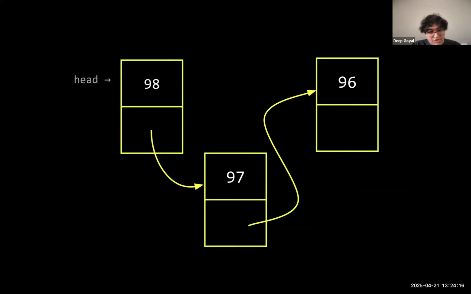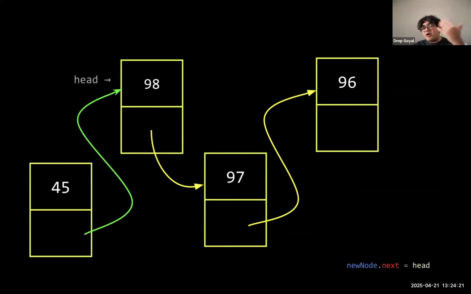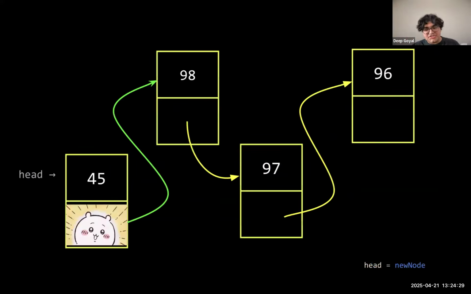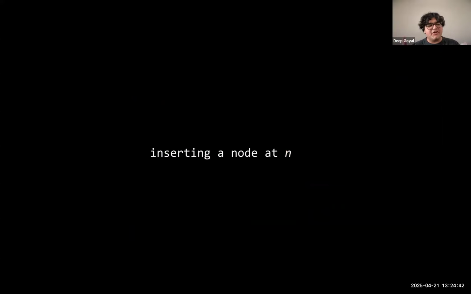Here's how we should do it. Here's our new node, and what we'll do is we'll fill the next pocket first, which just means copying down the address that the head's pointing at. So new node.next is equal to head, and then we just change the reference that's stored in head. So head is equal to new node, and now everything is connected, everything is perfect. So general rule of thumb, always start by filling the next pocket. But yeah, inserting a node at end.